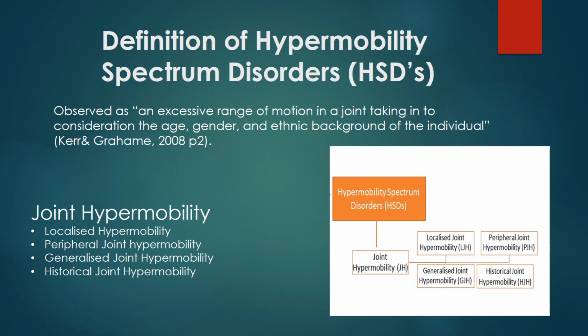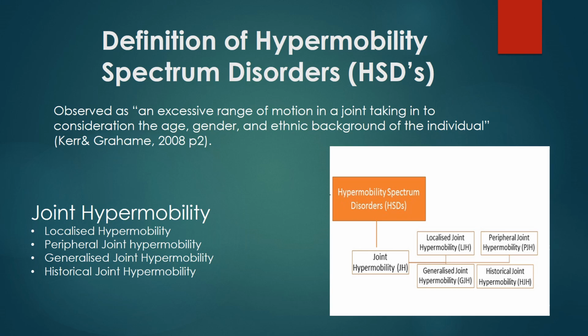Now let's take a look at the spectrum of hypermobility disorders. These are observed as an excessive range of motion in a joint, taking into consideration the age, gender and ethnic background of the individual. Joint hypermobility can be localized, peripheral, generalized or historical. Localized joint hypermobility is limited to 3 joints, and peripheral joint hypermobility is limited to the hands and feet.